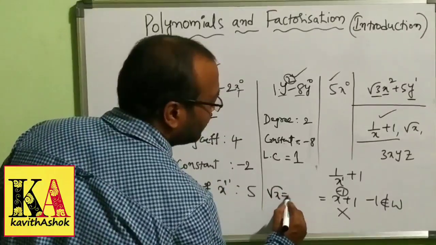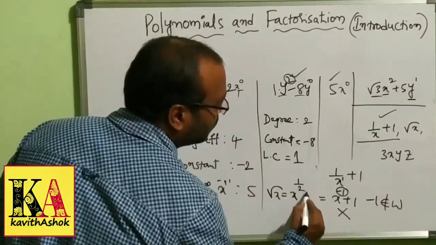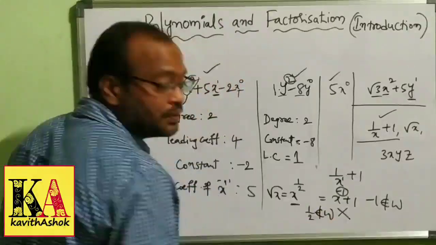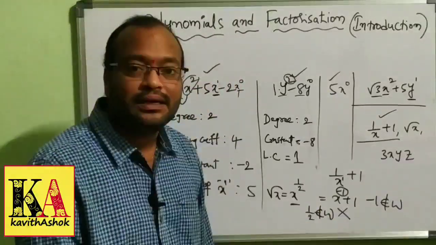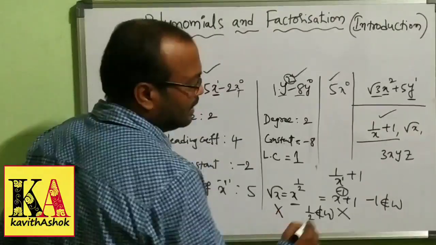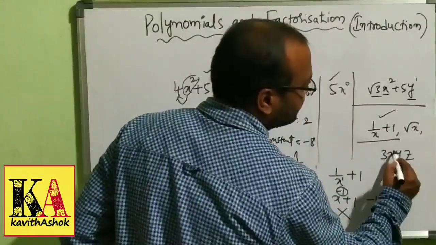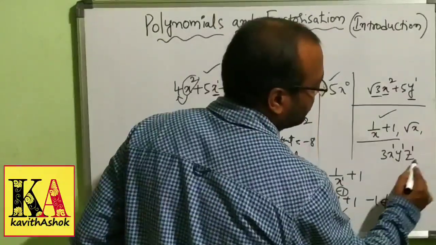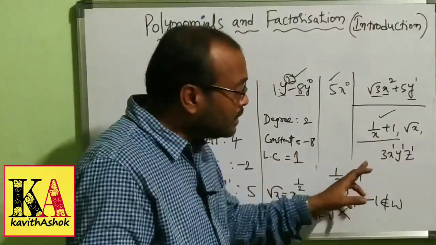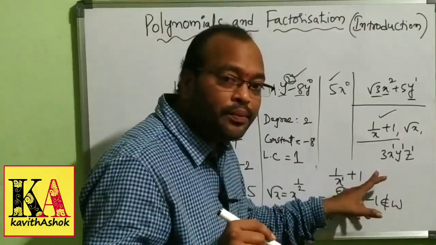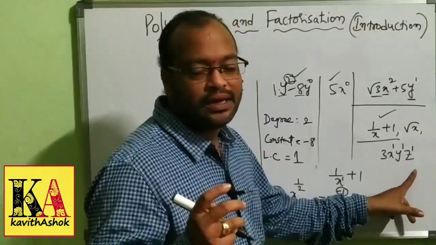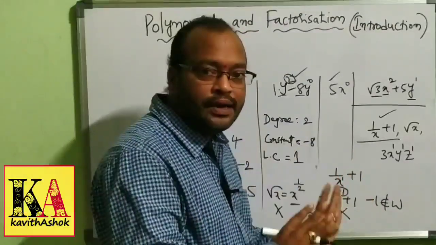Root x is nothing but x to the power of 1 by 2, and 1 by 2 is also not a whole number. So that's why this is simply an expression but not a polynomial. The final one, 3xyz, power 1, power 1, power 1. Power 1 in the sense here it must be a whole number. So this is also a polynomial in 3 variables. Here x is a variable, y is a variable, z is a variable. No problem for that, it is a polynomial only.